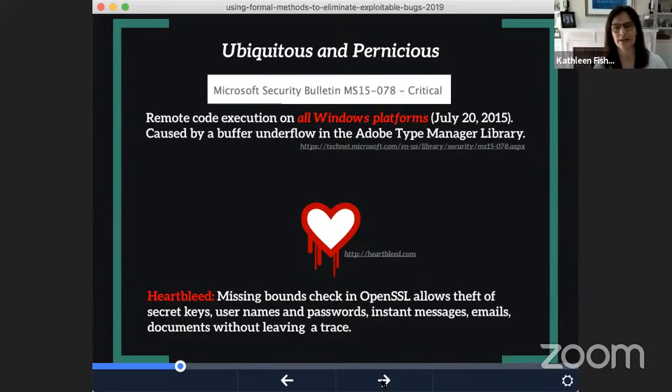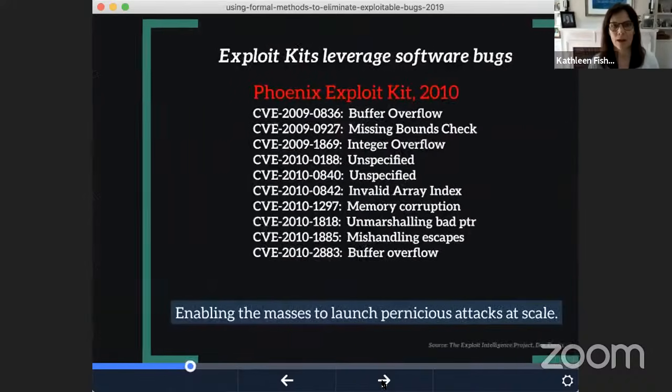In contrast, Heartbleed is an example of another kind of vulnerability, where again there was a bug, a missing bounds check in the OpenSSL library, that allows the theft of information in a way that there's no log, no record that this exfiltration happened. So these are obviously both things that we don't want attackers to be able to do.